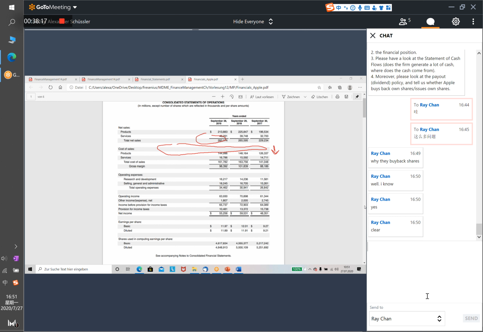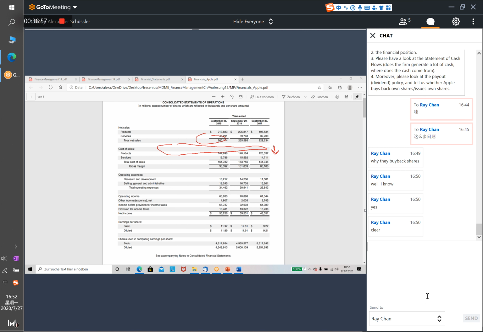So let's look at our exercise. We want to look at the profitability of Apple. We already said something about the profitability. We said it's quite profitable. Then we want to look at the financial position. And then we also want to have a look at the statement of cash flows. Does the firm generate a lot of cash, and where does the cash come from?